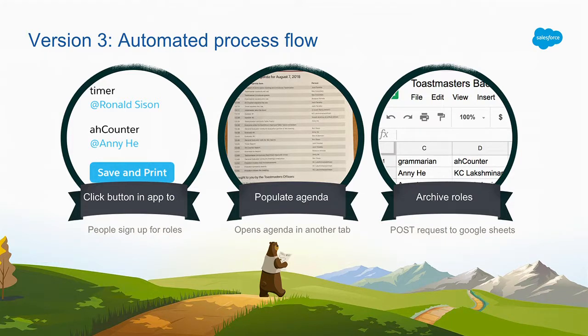Cool. So before I go over the demo, which I know you're itching to see, this is what's going to happen. In the sign up, the user is going to be able to pick from a standard set. But there's also going to be a button, which does two things. It opens in a new tab and sends some JSON that way so the agenda can print. And then the archive roles will be using a post request.